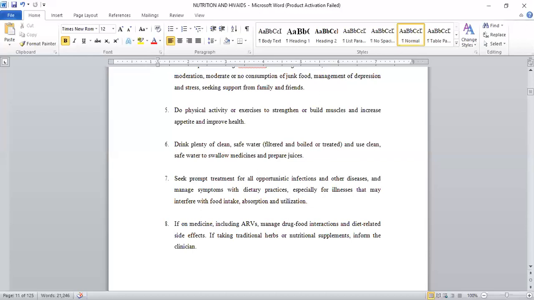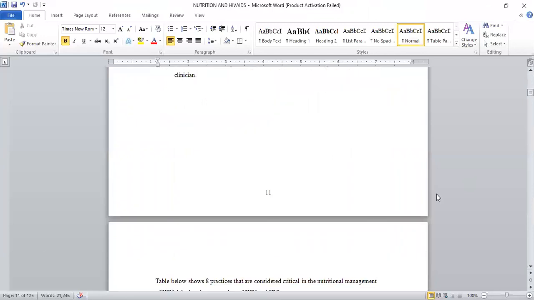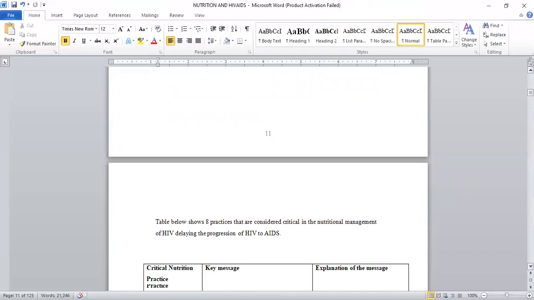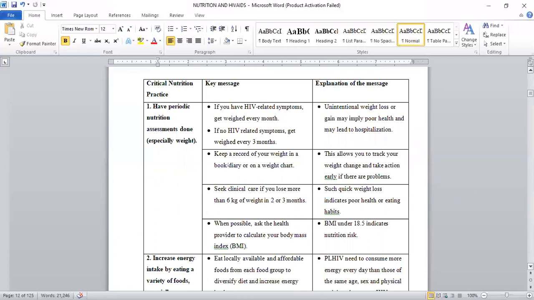Yeah, so those are the 8 critical nutrition practices that when you're addressing a person with HIV, you have to ensure that it is clear to them and it can be followed. Then we have a table which is trying to summarize and also add, making this very clear, like what should be done and how it should be done. So you see the 8 CNPs, like for example, number 1, we have a periodic nutrition assessment done.